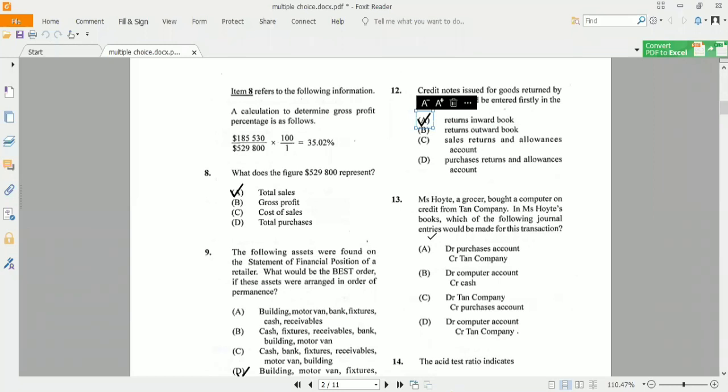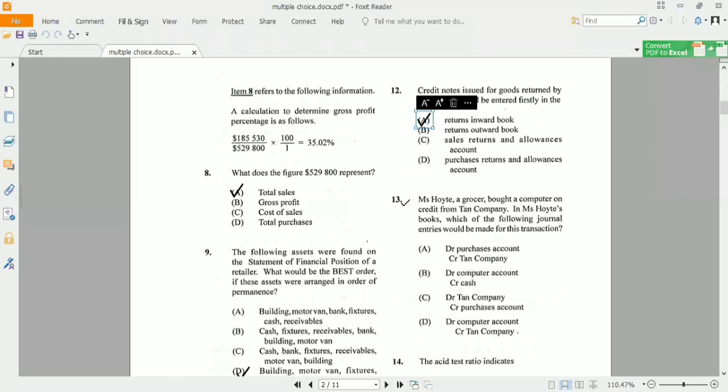So you have to read your questions carefully, because they could have started the question with credit notes and you're going to say, oh, I see books of original entry, so the answer is A, when in fact they're asking you if you received the credit note. So that is why you have to read your questions carefully. So good going there.